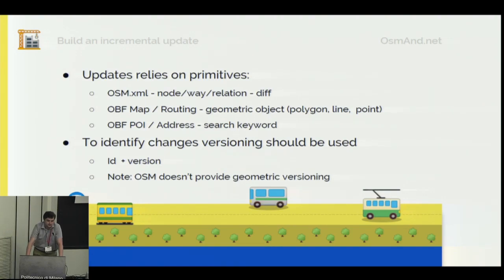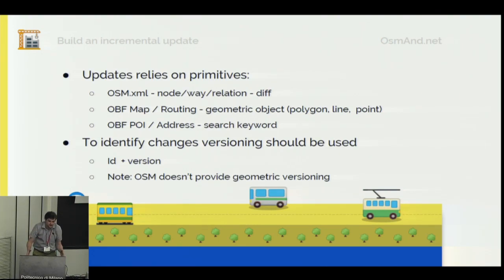In OpenStreetMap, the primitives are node, way, and relations, but almost every application comes up with its own primitives. For example, for map rendering, you need a geometric object, which is polygon, line, and point. For routing it is basically the line. But for address and POI, it's more difficult because the primitive is actually a search keyword and search keyword result. And that means that you really need to structure it differently.